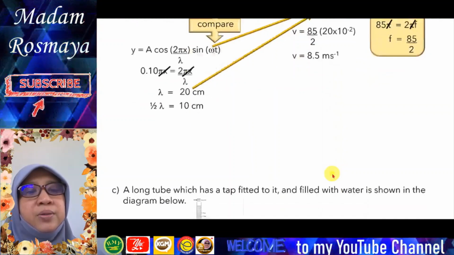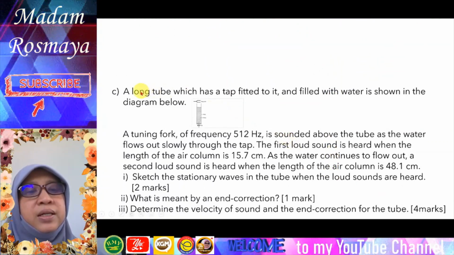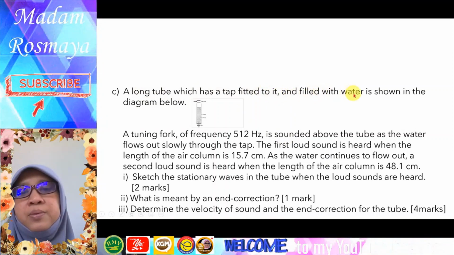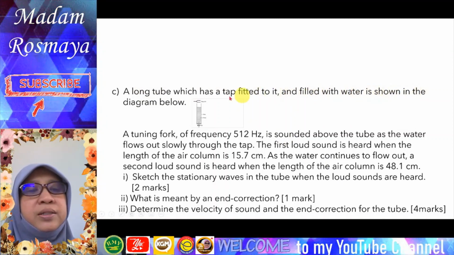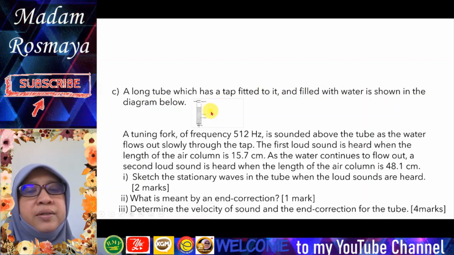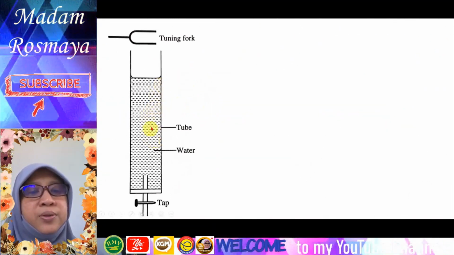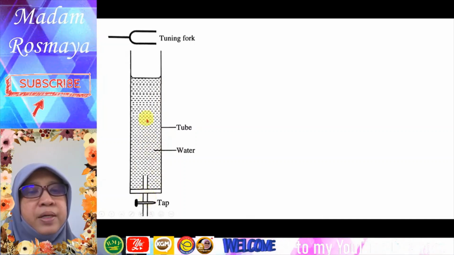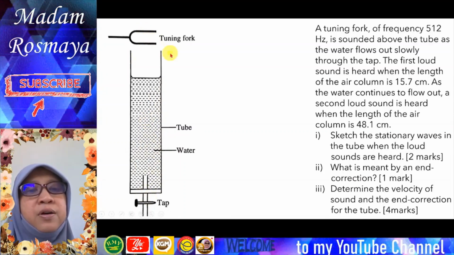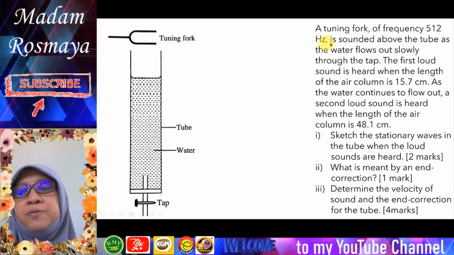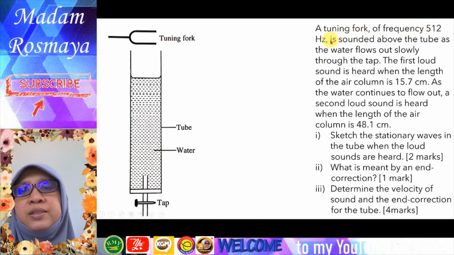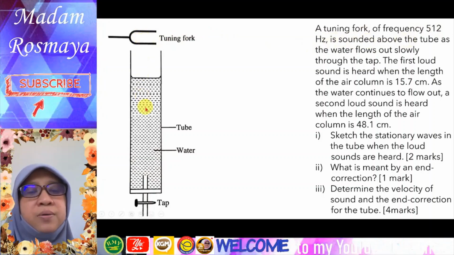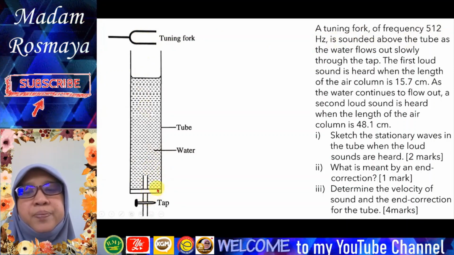Okay, next we go to question C. A long tube which has a tap fitted to it and filled with water is shown in the diagram below. So this is the diagram: a long tube here, filled with water, then here a tap, and this is a tuning fork. The tuning fork here of frequency 512 Hz is sounded above the tube as the water flows out slowly through the tap here.